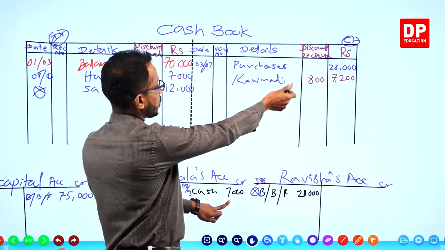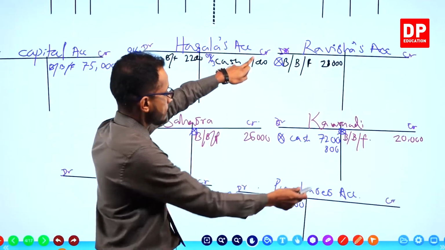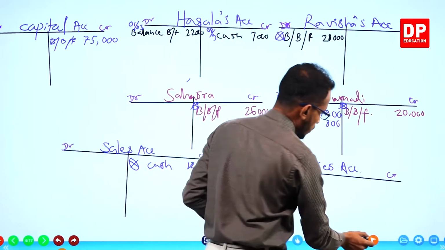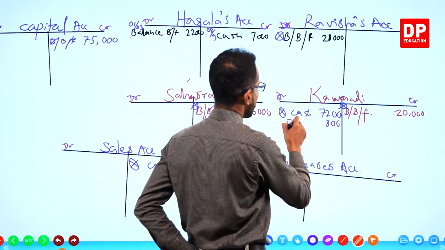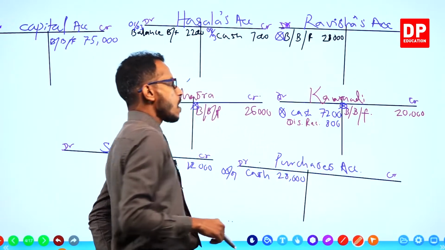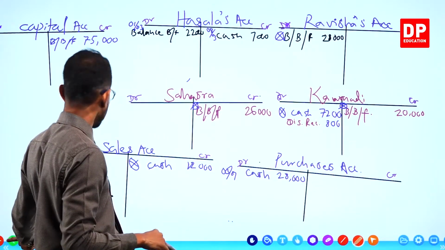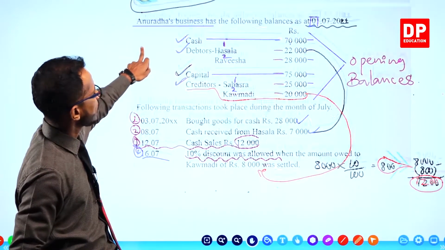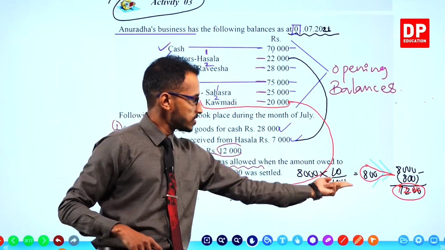Children, don't forget the discount, huh? 7,200 recorded, and the discount also should be recorded in Kaumadi's account. And you write the description as discount received. All right. Finished with this slide. All these transactions are done. Last one, calculating the discount.